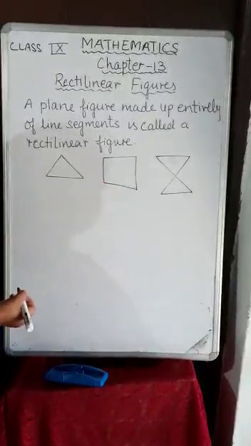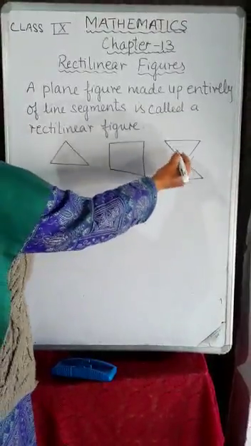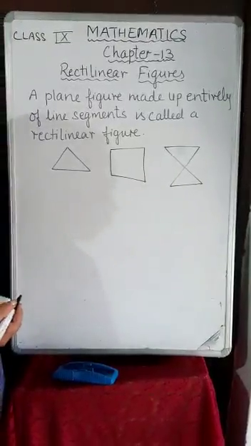Another figure which is made by 4 line segments, so it is also a rectilinear figure. The other one is also made by 4 line segments. So this is also a rectilinear figure.